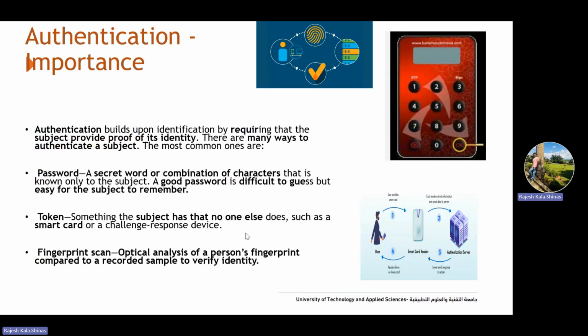When you have a bank account, you can buy a token device. Whenever you want to do a transaction, when you press the OK button, it will generate a 6-digit number that can be used as a password. Or we can have a smart card like this, swipe that card and you can access. That's also a token.